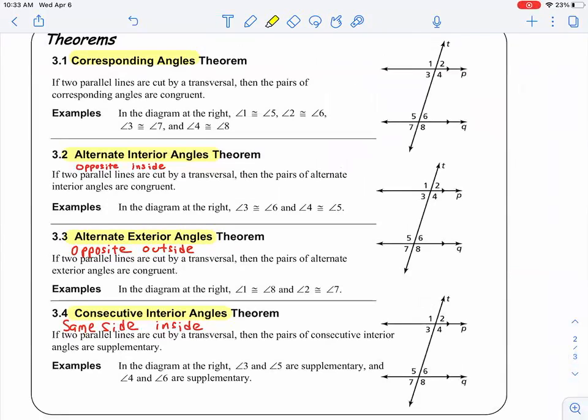So in the top diagram, like angle 4 and angle 6 are considered consecutive interior because they're both on the same side, they're both on the right, and they're on the interior. Okay, so those are consecutive interior angles. So, keep that slide handy and you can refer back to that when you guys are working on stuff. Any questions on those?